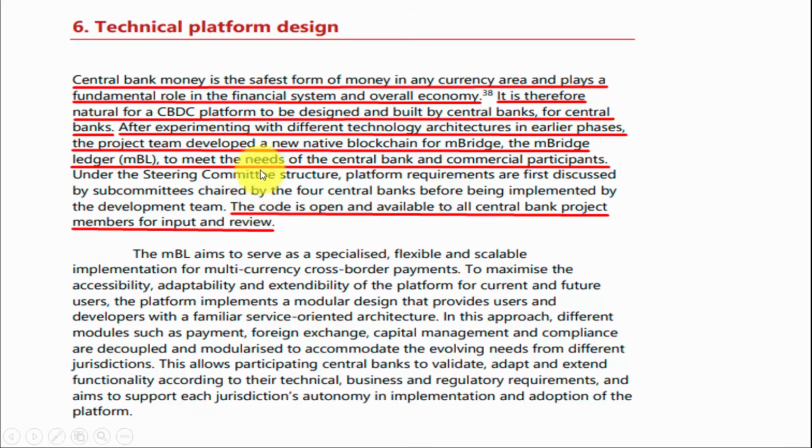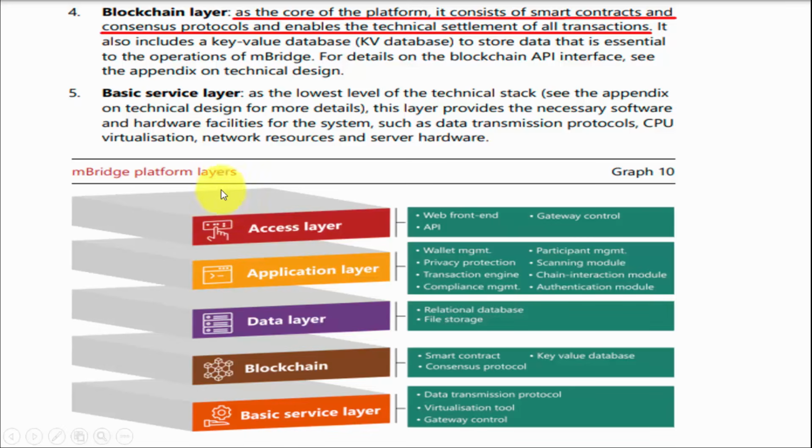Now, even though mBridge is a private solution, the code is open for the central banks that are participating in the project in order for them to see the code and review it, but it's not open for the public, as far as I understand. So the blockchain layer, as the core of the platform, consists of smart contracts and consensus protocols and enables the technical settlement of all transactions.